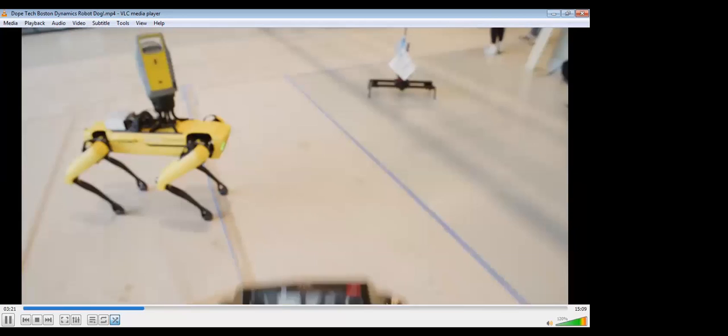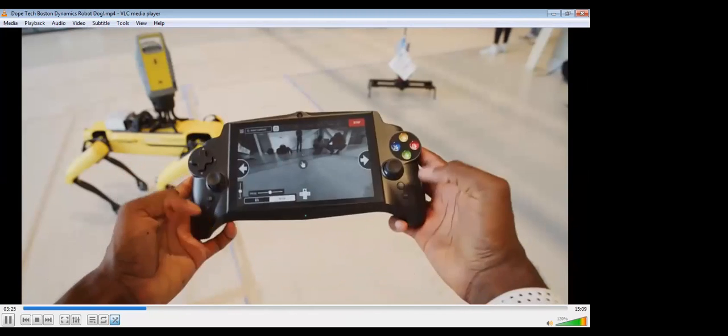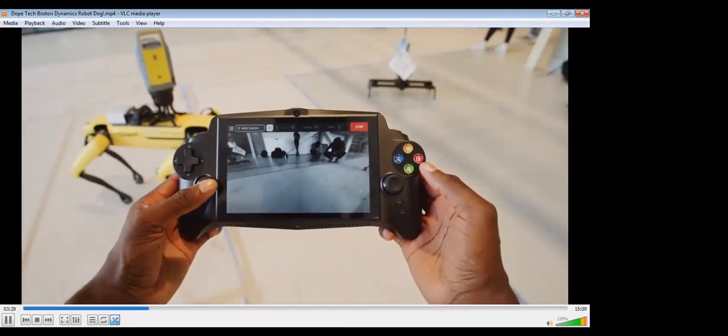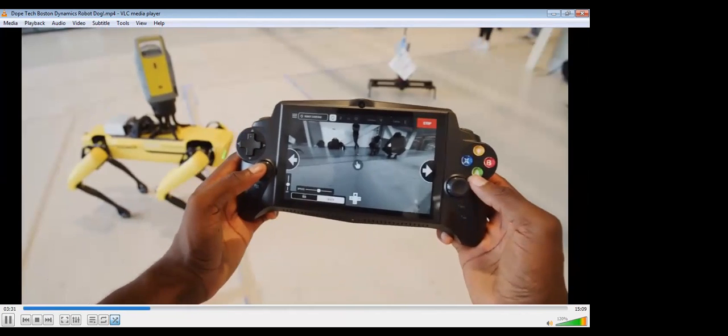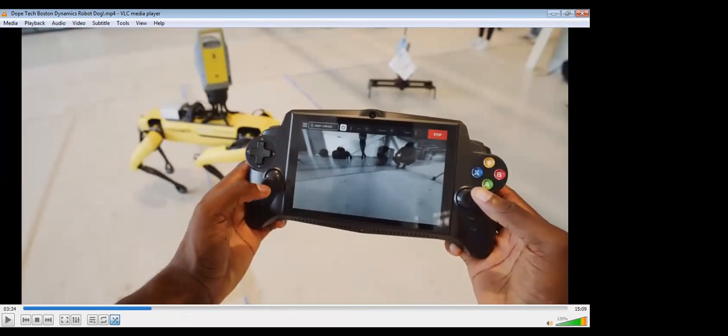So Spot's controller is essentially an Android tablet with some buttons and joysticks. And so it's running a Spot Android app that Boston Dynamics coded so it can talk directly to Spot or even via a remote connection from many miles. You can use your mobile as well.